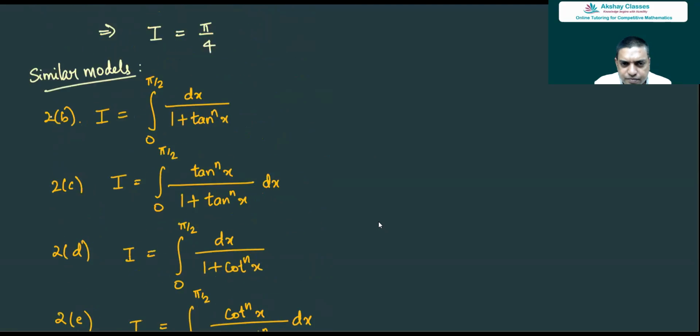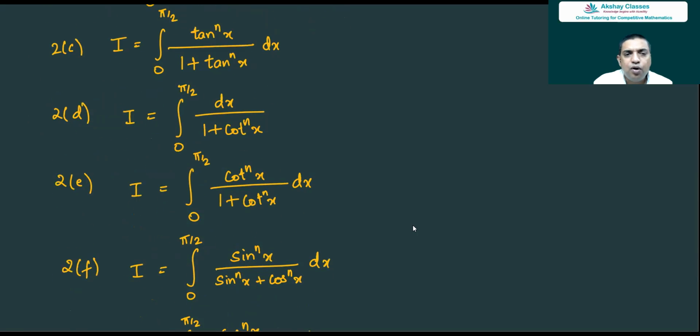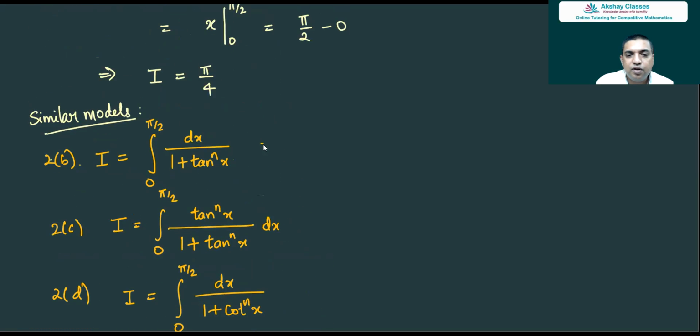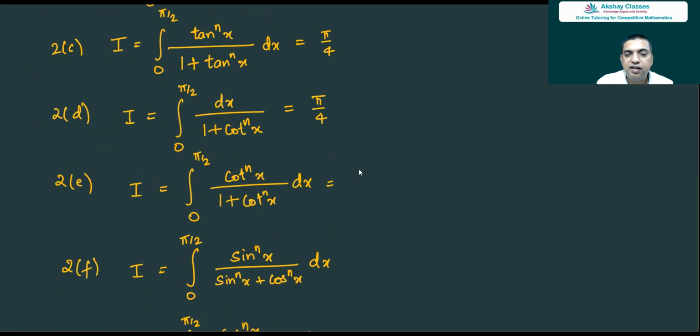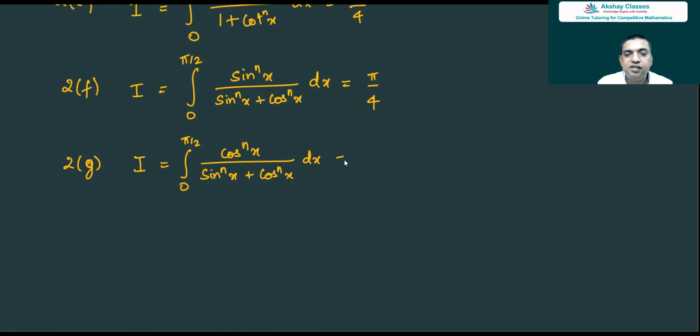All right. All these integrals have the answer pi by 4. Just practice any 2 or 3 of them. Understand how one can be reduced in terms of the other. All have the answer pi by 4.